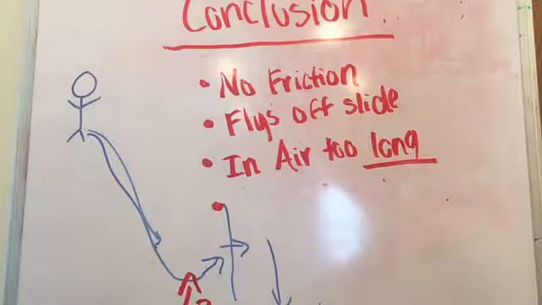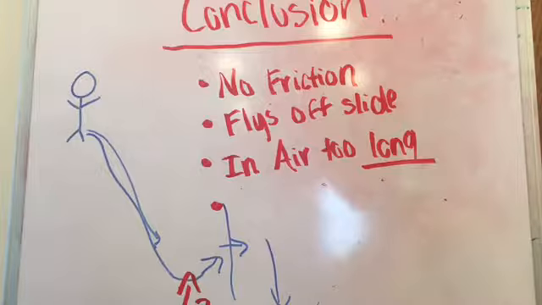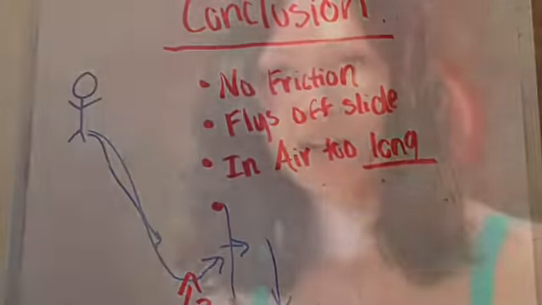So, to conclude, this movie has bad physics because they treat Rapusha like she has no friction as she goes down the slide with the same velocity the whole time. She flies off the side with no projectile force, and she's in the air for far too long.